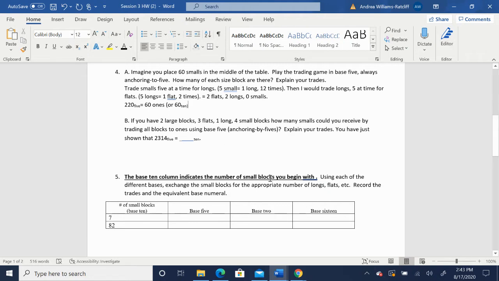Okay. If you have 2 large blocks, 3 flats, 1 long, and 4 smalls, how many smalls could you receive by trading all of these blocks to ones using base 5? So here we're going backwards. Here you had a specific value you were trying to create, and you wanted to write that number in base 5 appropriately. Now we're going backwards. We have a value we've created in base 5: 2 large, 3 flats, 1 long, 4 smalls. That's what we're looking at.